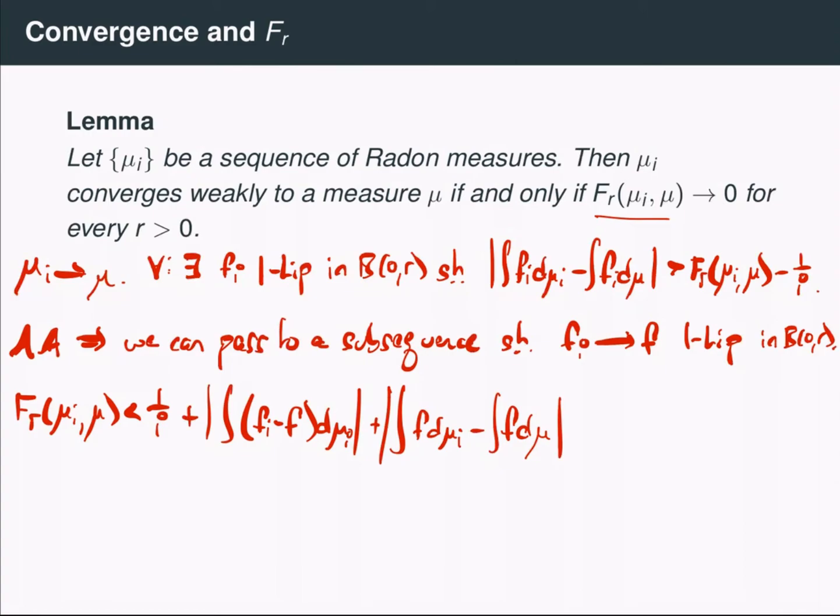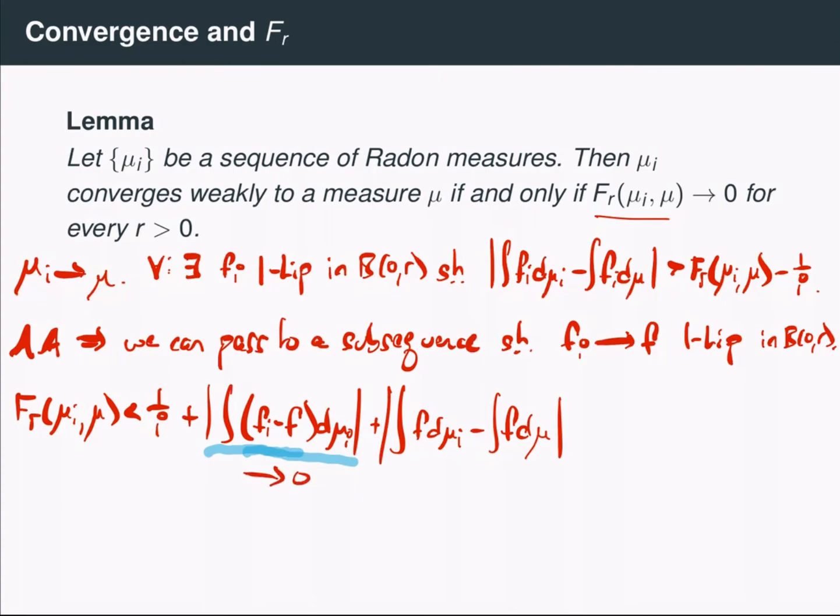Now we observe that because f_i is converging uniformly to f, and these functions are both supported in the ball, that will mean that this whole integral is actually just going to 0. Since this integral we can bound above by the L infinity norm of the difference between f_i and f times the measure of the ball, which is finite since mu is Radon. So this will go to 0.